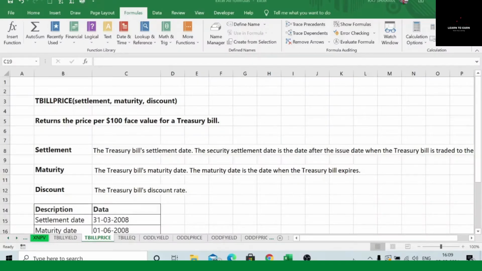Hello friends, in today's video we are going to talk about another formula which is used in treasury bill calculations. This particular formula is for arriving at the price of the treasury bill. The syntax of this formula is T-bill price, and the arguments used are settlement date, maturity date and discount rate.